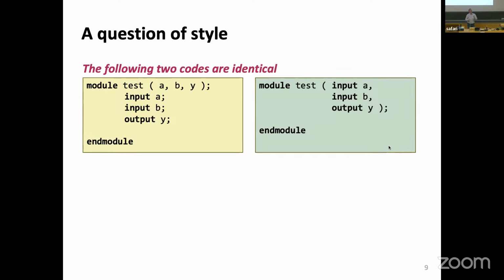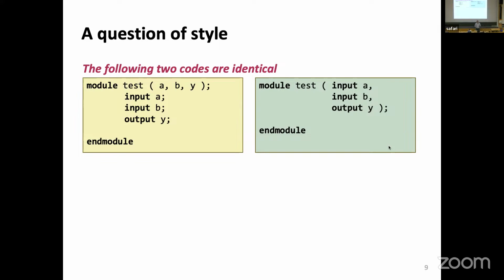Now, a question of style. I told you that the language was made for one thing, and then people later discovered other uses, and part of this ended up being an evolution. The difference between these two ways of typing is that in the first one, you say this is the module, open parentheses and write all the connections without defining whether they are inputs or outputs, and then do this later. In the other one, the module definition also has the directions. They are identical. All Verilog compilers will recognize both.